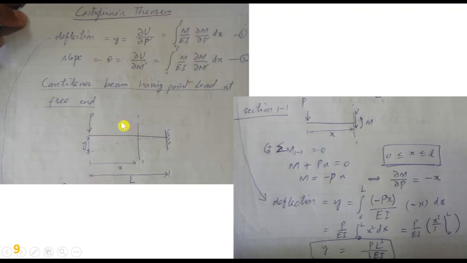So if the limit is other than 0 to L, then we should have another section. So M is minus Px. To apply this theorem, we should differentiate with respect to force, and here we are not taking a P prime force or any other load, because we have to find deflection at free end, and here the load already exists.